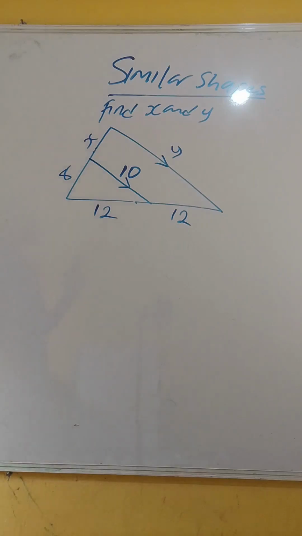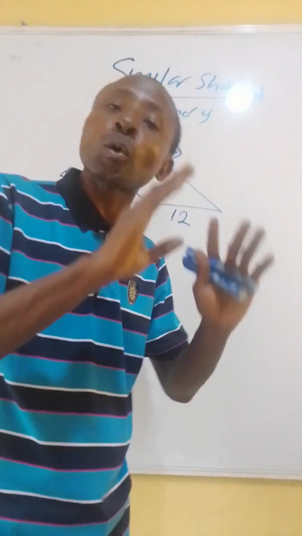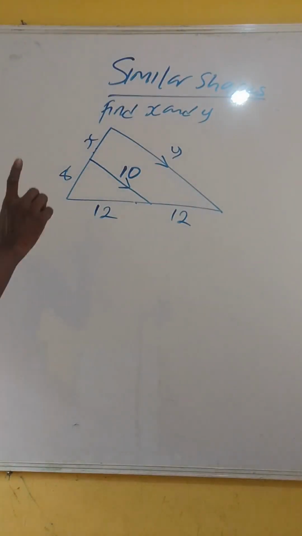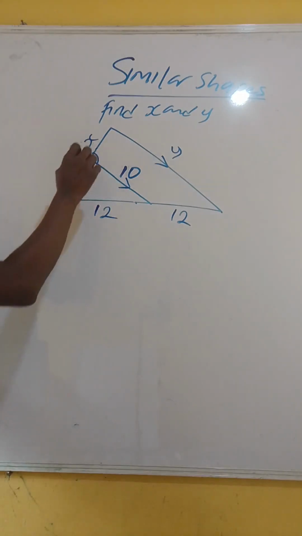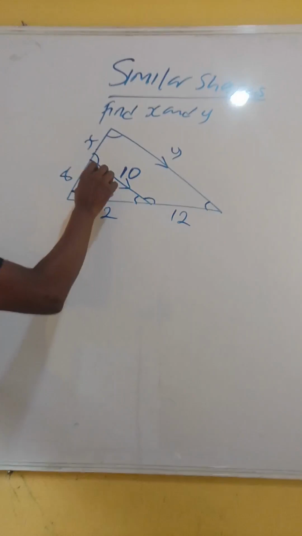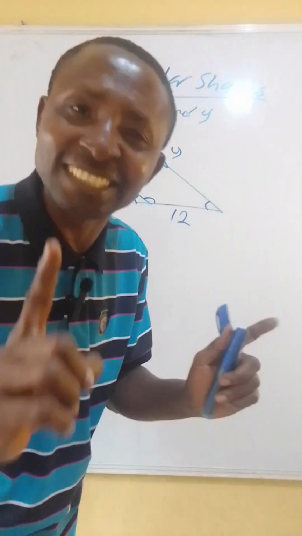One thing you must first of all locate is their equal angles. I told you similar shapes are equiangular. They have the same angles, but the ratio of the corresponding sides will be what? It's always equal. So first of all, I want to locate angles here. There's an angle here, an angle here, an angle here, an angle.